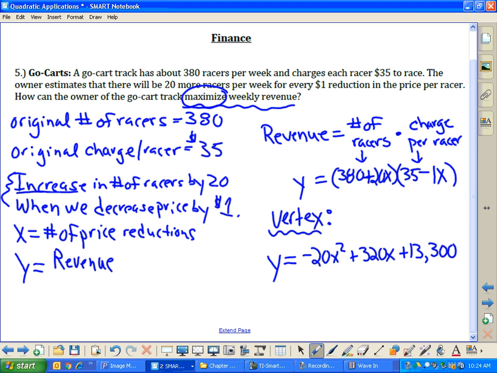So when we FOIL it, we get y equals negative 20x squared plus 320x plus 13,300. So when you look at your pink paper, if we want to maximize this function, first of all, I can tell I'm able to find a max because my a value is negative. This parabola is going to frown. So we're trying to find this point right here. How do you find the vertex of a quadratic in standard form?